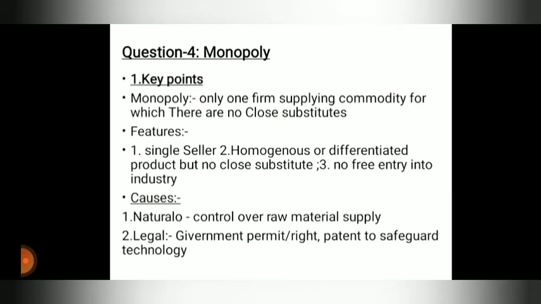What are the causes or conditions that give rise to monopoly? First are the natural causes. Okay, this includes the control over the raw materials by the monopoly firm. Whatever raw materials are required to manufacture the product will be controlled by the monopoly firm. Then comes legal factors, which are more prominent these days. It includes government permits or rights or patents which are registered in order to safeguard the technology used in the commodity.